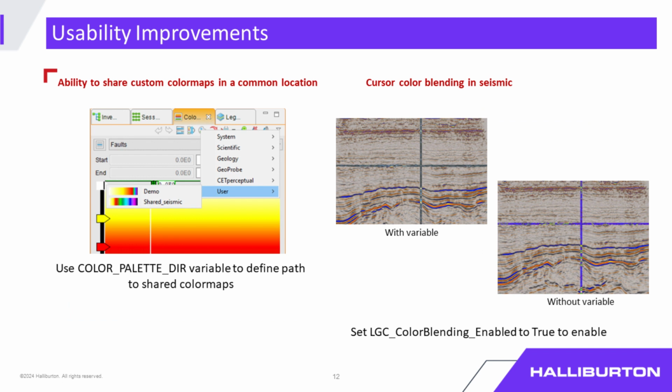Many companies have standards for color maps and want them to be consistent for reporting means. We have implemented a new variable that allows the software to consume color maps from a location that might be accessed by multiple users. If color maps are not sufficient, there is a new implementation of cursor color that helps visually impaired users to better see the cursor and operate by adjusting the colors when overlapping seismic. The variables shown in the slide must be set to enable these functionalities.